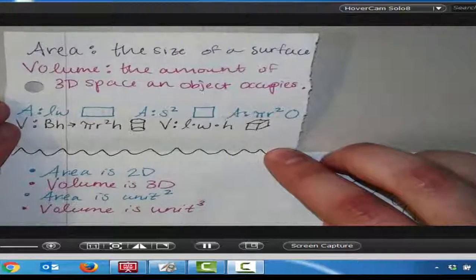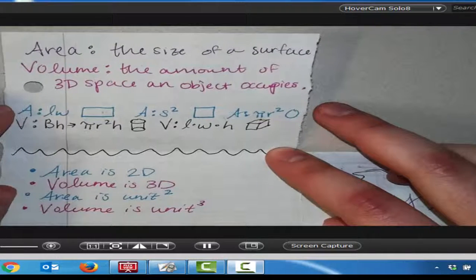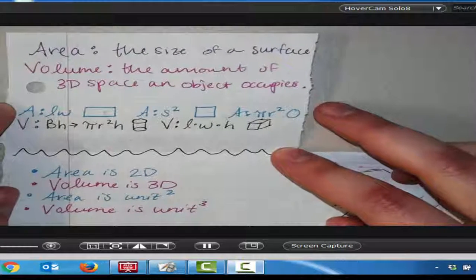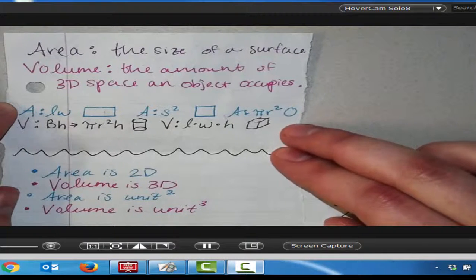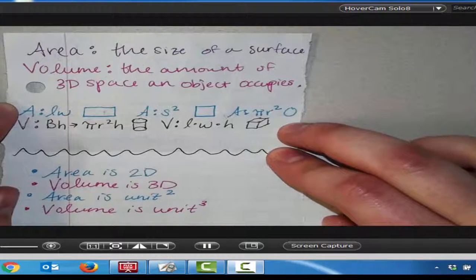So, area is defined as the size of a surface. Volume is defined as the amount of 3D space an object occupies. I just wanted to give you guys some examples of area formulas, which is just length times width for a rectangle, side squared for a square, pi r squared for a circle, which you guys should be getting really familiar with, the circle area formula.